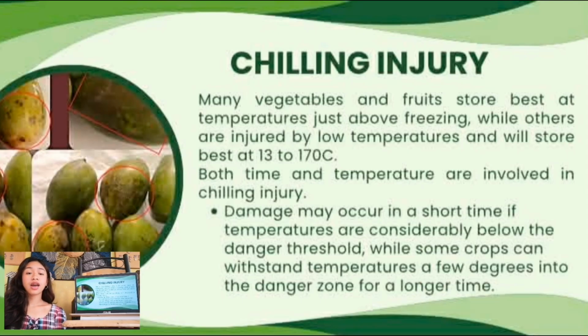Chilling injury. Chilling injury is the damage that happens when some fruits and vegetables get too cold but not frozen. Damage can happen fast if it is very cold. And not all crops like the same cold. Some crops like mango, banana, and tomato get damaged by cold. And these crops, they store best at 13 to 17 degrees Celsius.